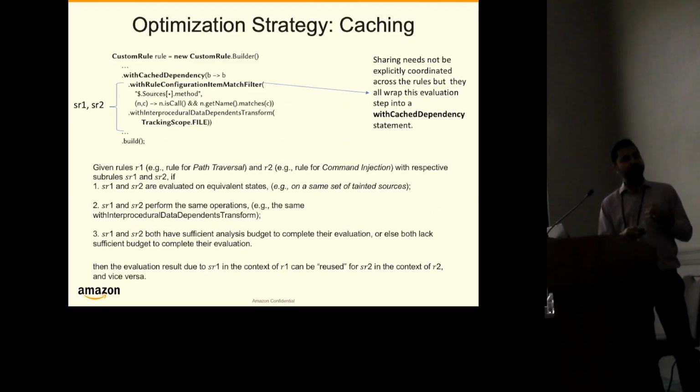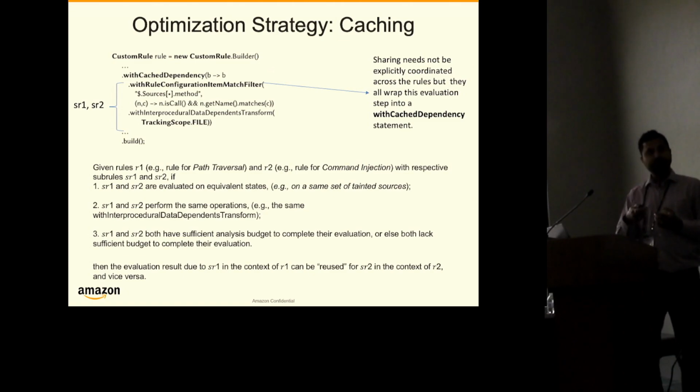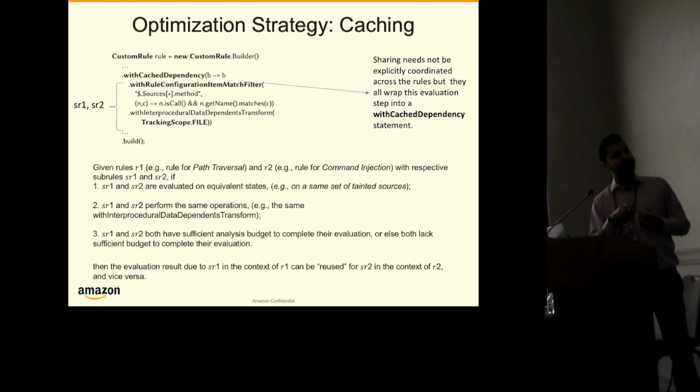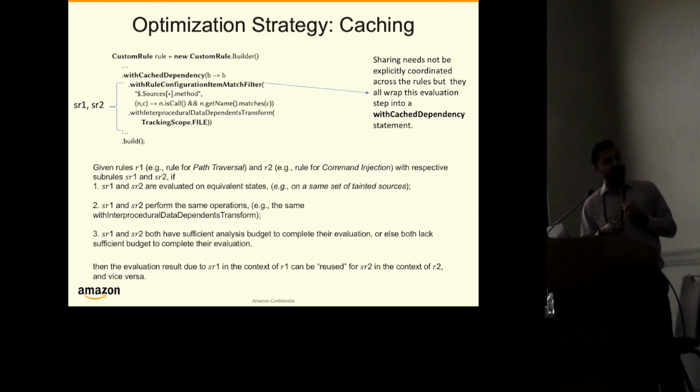So you basically don't have to explicitly share the forward data flow slices, but if the rule writer writes a statement like with cache dependency, and then it has multiple subrules in it, and if all the rules have this particular predicate, when they're actually run on an MU graph, this particular forward data flow slice would be stored, and then this would be reused across the different rules when it actually runs. So this particular optimization strategy works.